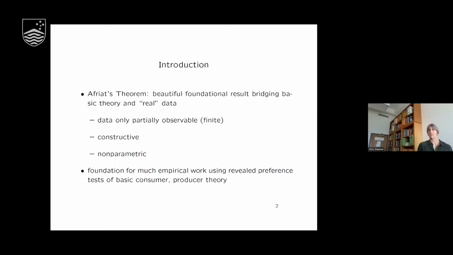And second, it's fully non-parametric, so this is not with additional restrictions about a particular class of preferences specified ex ante. Of course, this is a very important result and is a foundation for a lot of important theory, but also for a lot of empirical work that uses revealed preference ideas and tests for basic consumer problems, producer theory, and related problems. So this is one starting point for the project I'm talking about.